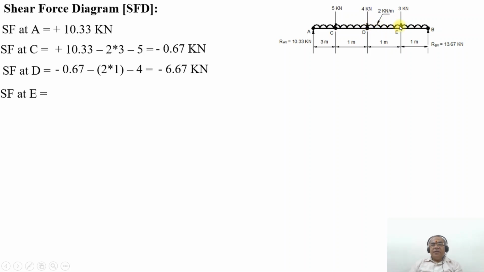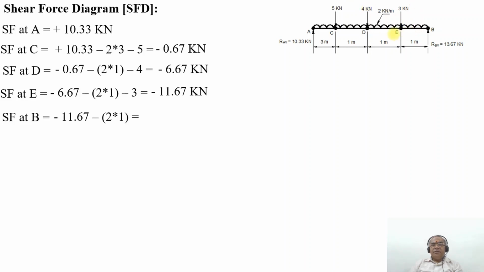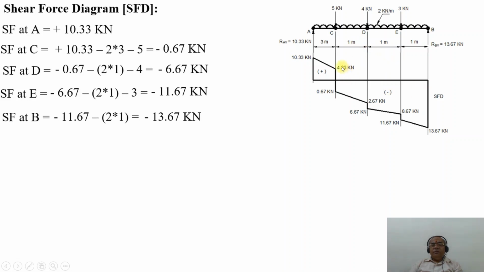Then SF at E will be equal to minus 6.67 minus 2 into 1 minus 3. So that will be equal to minus 11.67 kilonewton. SF at B will be equal to minus 11.67 minus 2 into 1, which will be equal to minus 13.67 kilonewton. At this point B, there will be plus 13.67 kilonewton acting upwards. So this is how the shear force diagram will vary.